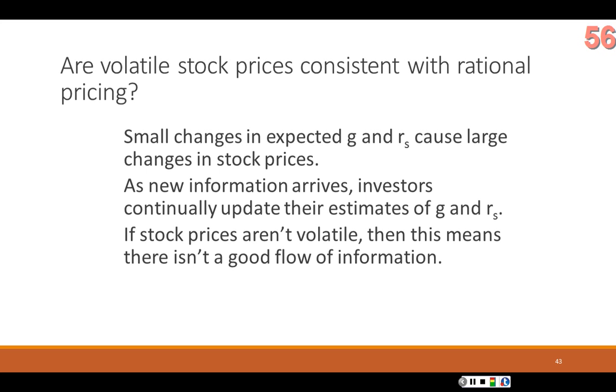So the availability of information causes stock prices to be volatile. A stable stock price means that little information is arriving to the market. Small changes in expected growth rates and required returns cause large changes in stock prices. As new information arrives, investors update their estimates of growth rates and required returns. So these estimates are continually being updated and are continually changing. If the stock price is not changing, if it's not volatile, then there isn't a good flow of information.